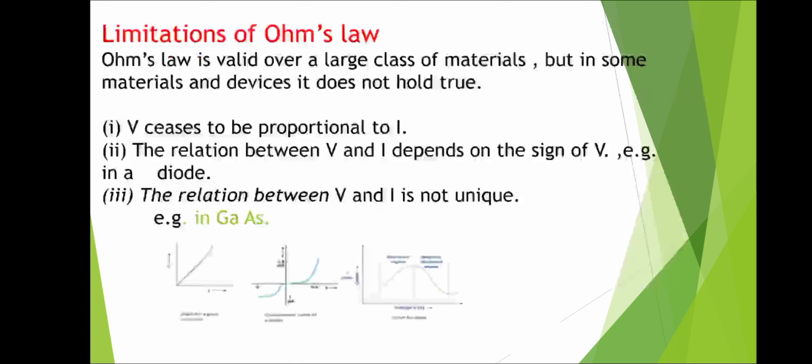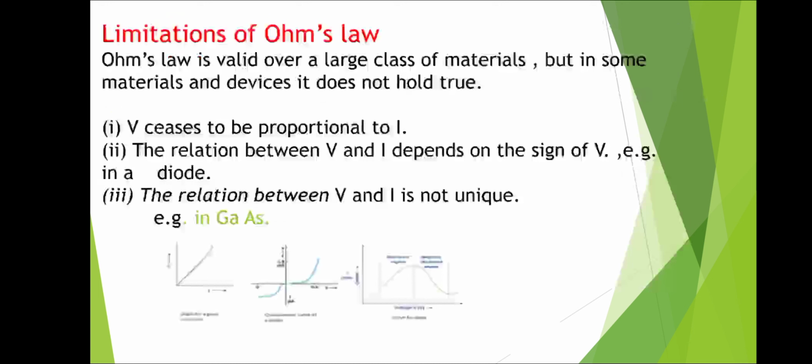Limitations of Ohm's law. This is very important from the board point of view. As we all know, in all conditions we can't apply Ohm's law. So basically these are the three limitations of Ohm's law. First, V ceases to be proportional to I. If V is proportional to I, then and only then Ohm's law can be applied; we can't apply it where V is not proportional to I.